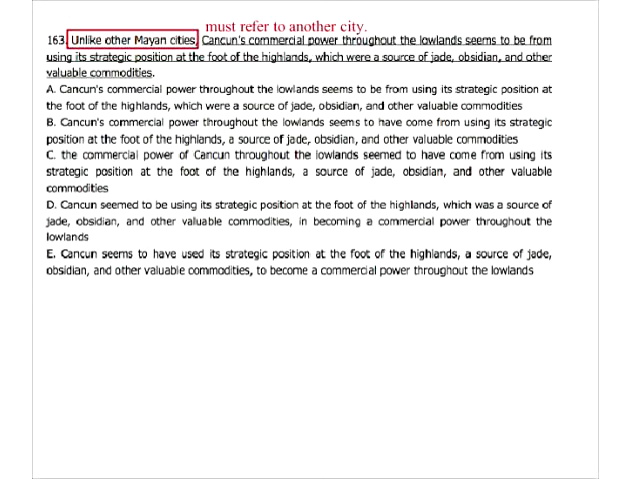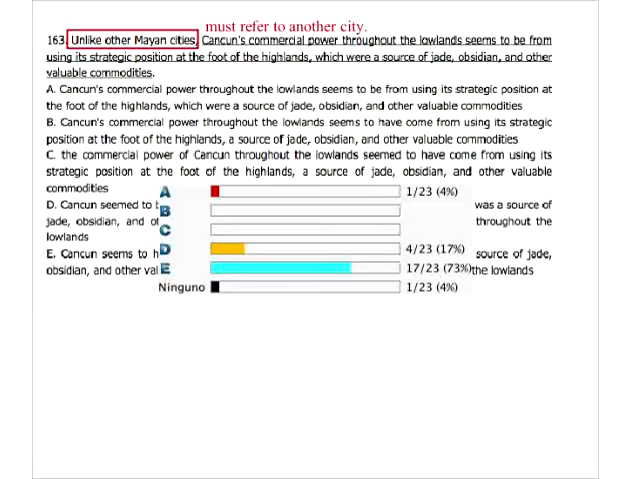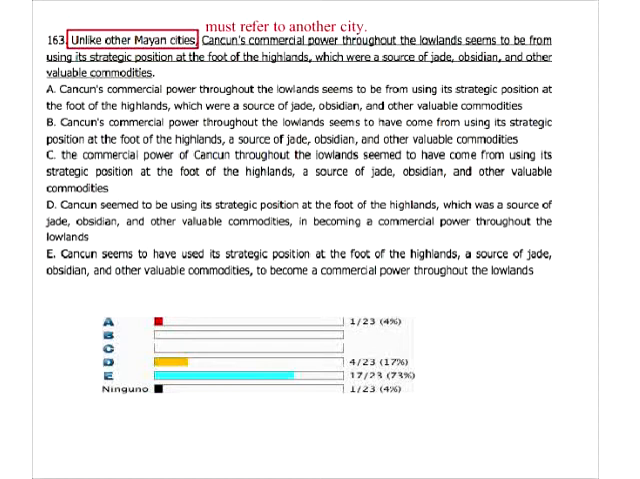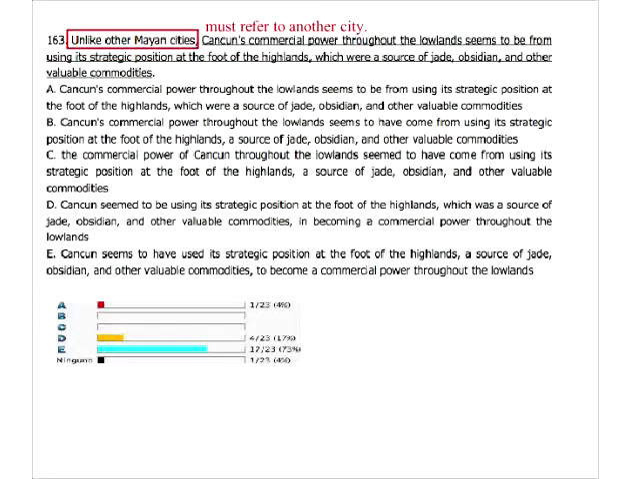So here's the statistics from the polling. Remember that Cancun's does not count as Cancun. Make sure you know this. Primo Levi's is not Primo Levi, etc. So this is not Cancun, this is commercial power. This is also commercial power, and this is also commercial power. So all three of these are incorrect, because you cannot compare cities to the power that some other city had.